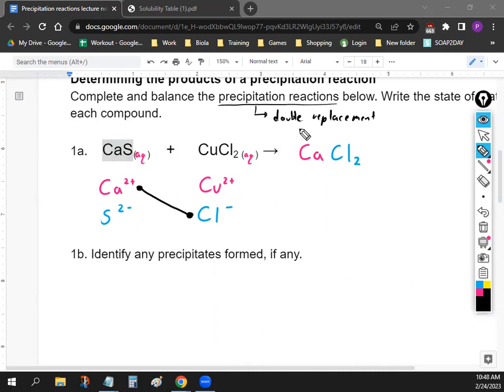But it's a double replacement, so we have to do that twice. We take the positive of the other one and combine it with the negative of this one. They're going to combine to form Cu and S. If you notice, we just basically switched the positive and negative. Now, if you take a look at this, does the positive and negative charge balance out? Yes, so we can just leave that alone and we're good to go.